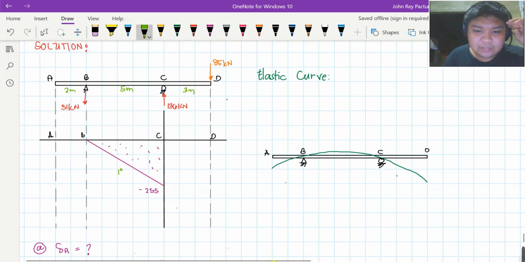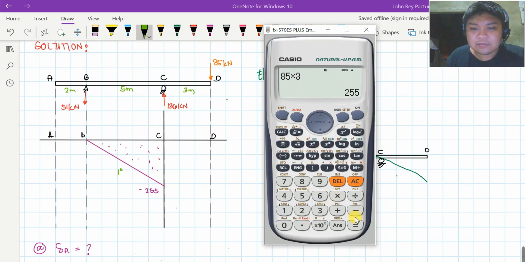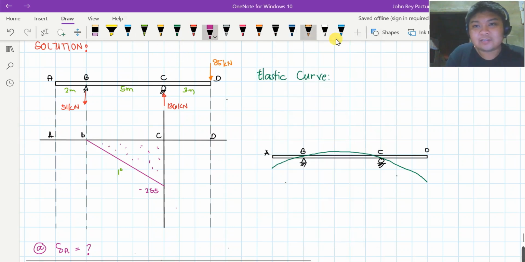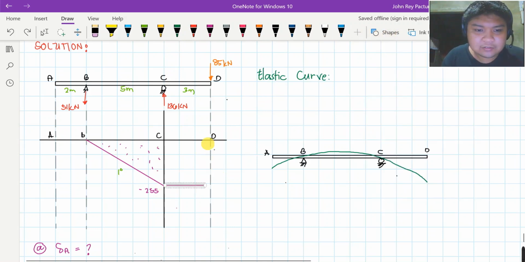Might as well, for the 85 kilonewton class na downward, no? I am referring to this one kasi yung 136, malamang wala siyang moment na makikreate. So, 85 times 3 meters. So, coincidentally, naging 255 din siya. So, yun. Gawin na lang natin yan dyan. Gawin na lang natin yan dito.